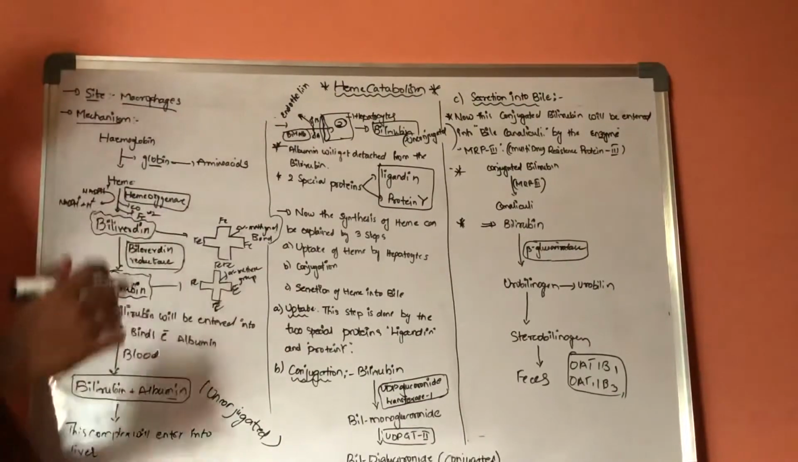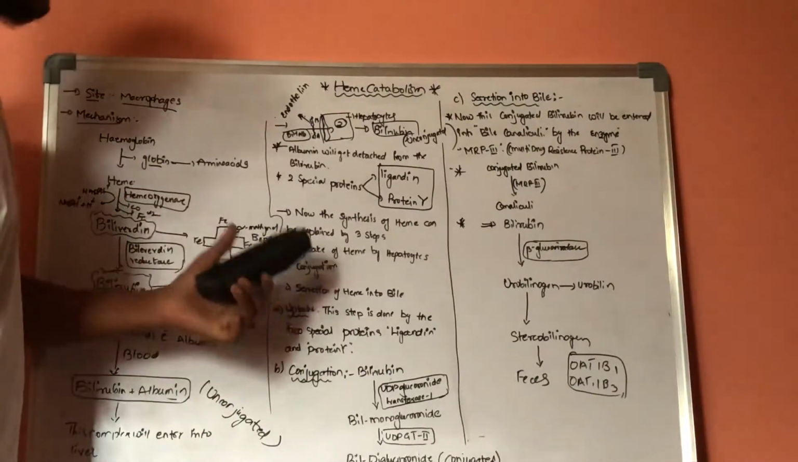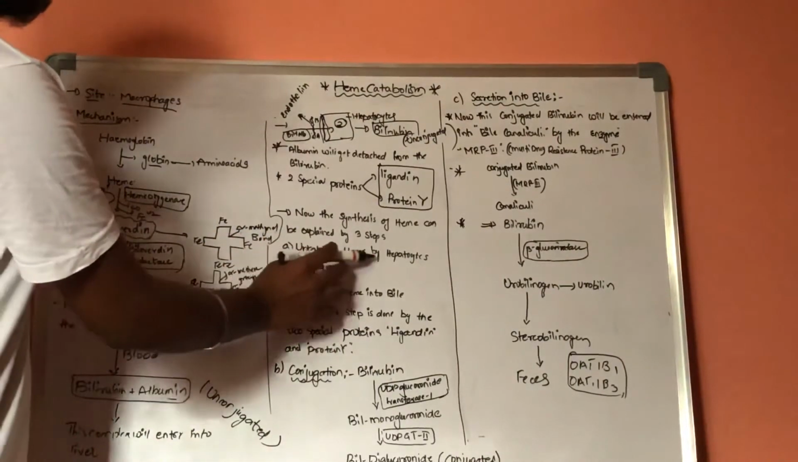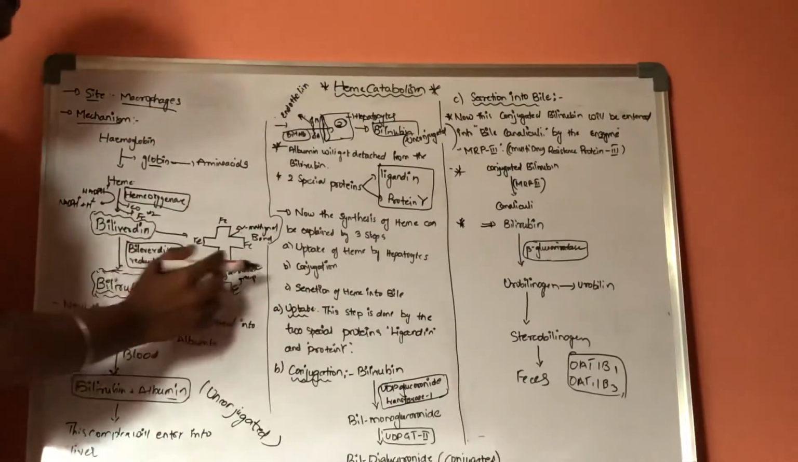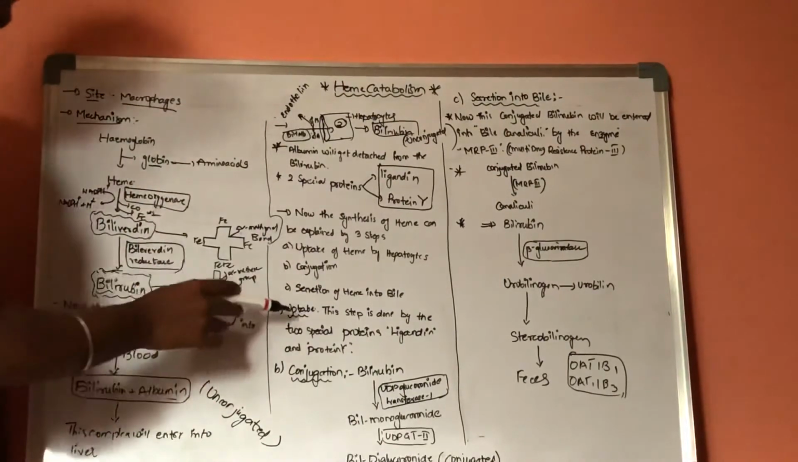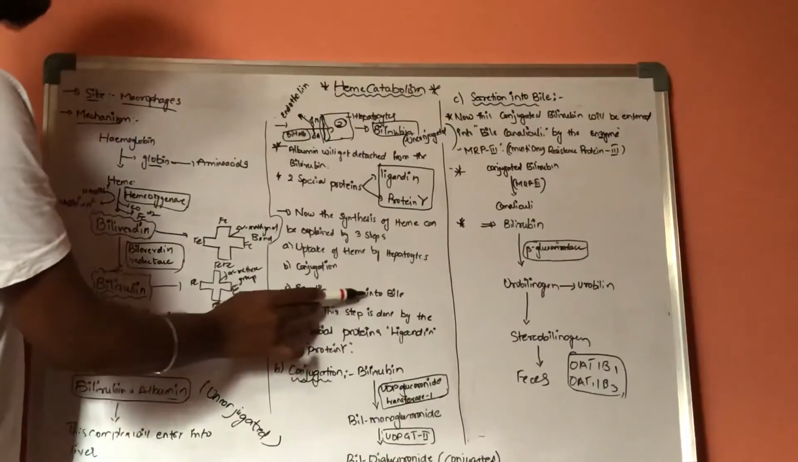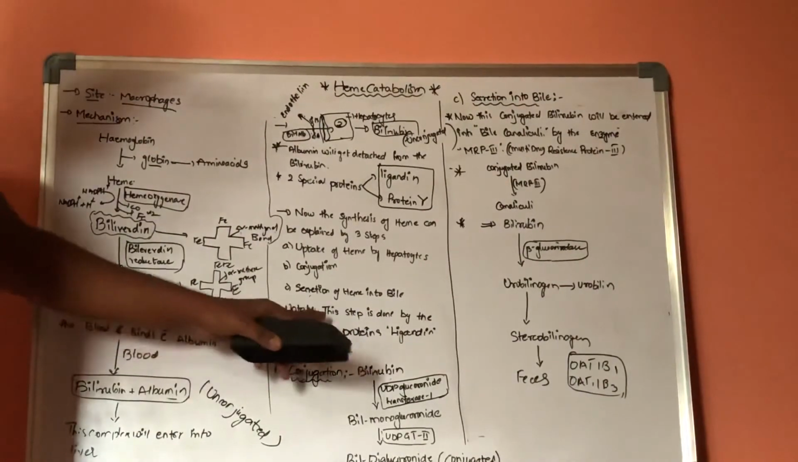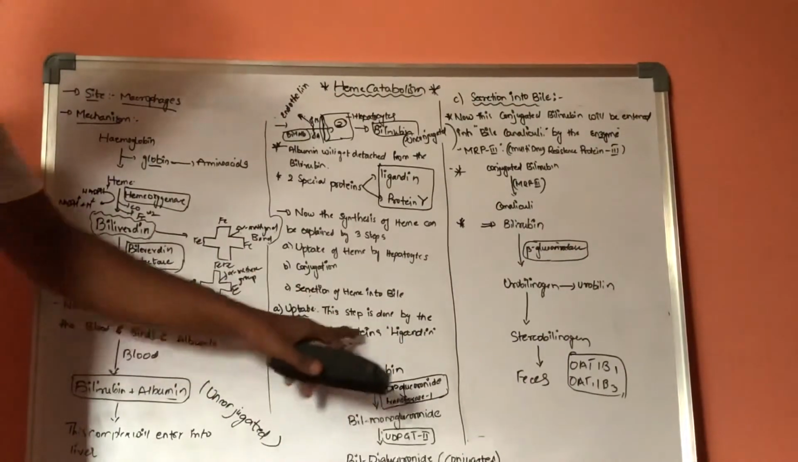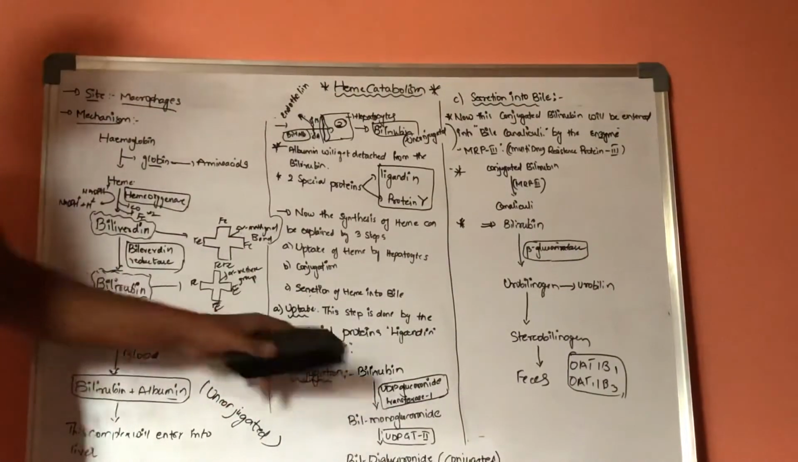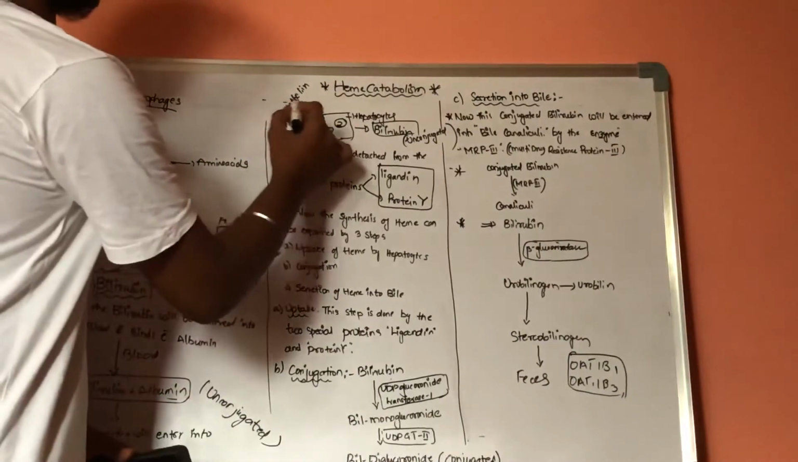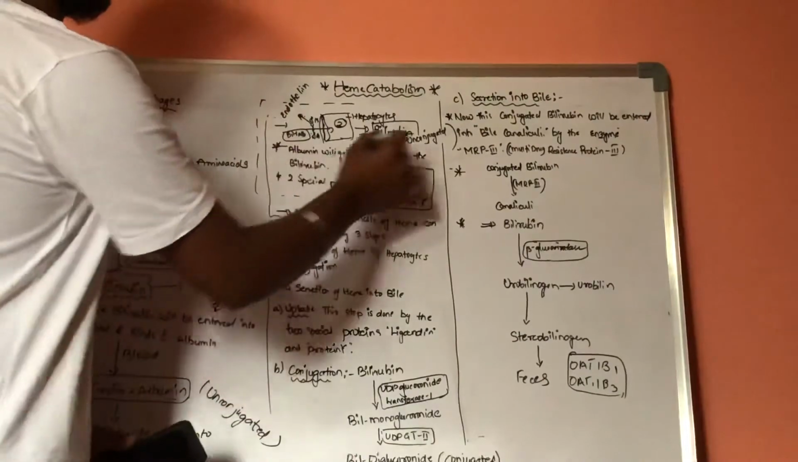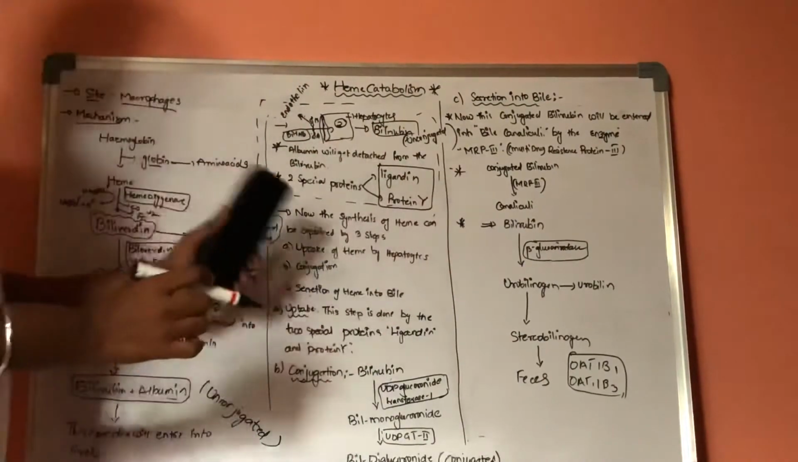Now the processing of heme will be explained in 3 steps. The first step is uptake by hepatocytes. The second step is conjugation. The third step is secretion into the bile. Coming to the first step, uptake. This step is done by the two special proteins, ligandin and protein Y. As I told, this is the first step.